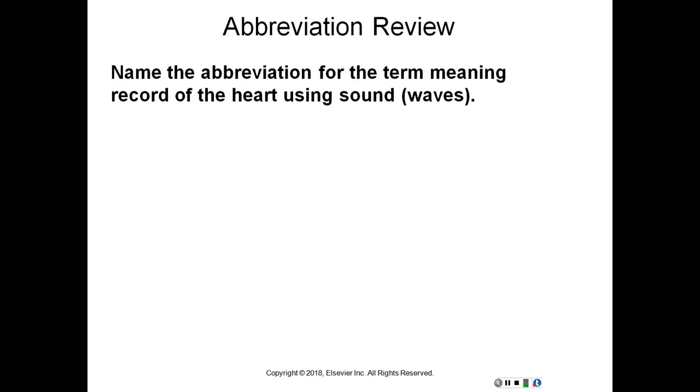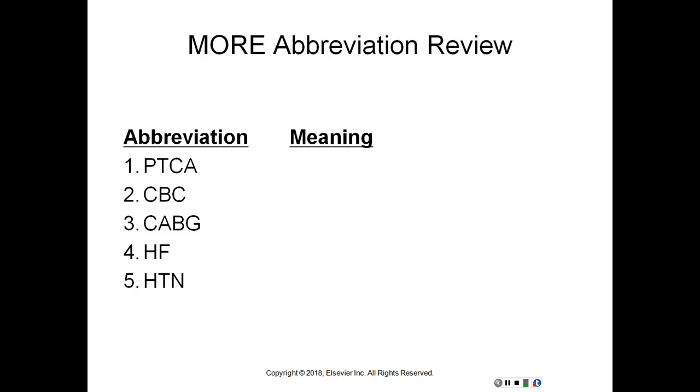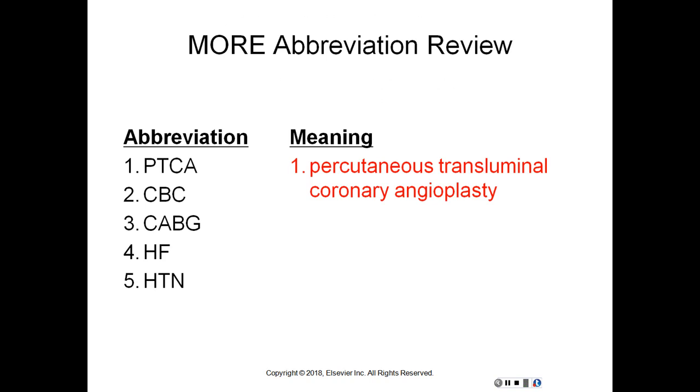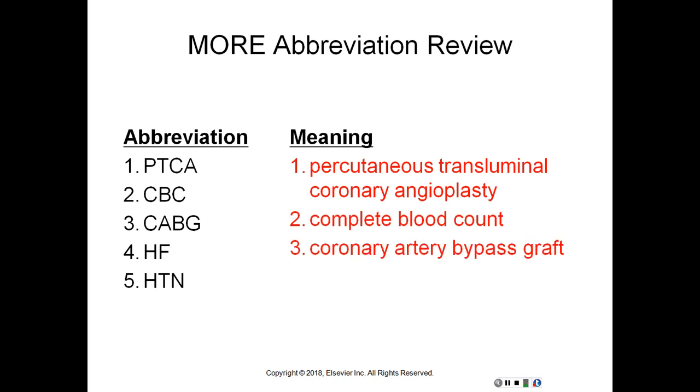What is the name of the abbreviation for the term meaning record of the heart using sound waves? And that would be echo for echocardiogram. And then we have abbreviations, and then they want you to come up with the meaning. So we have PTCA, percutaneous transluminal coronary angioplasty. CBC would be complete blood count. CABG, coronary artery bypass graft. HF, heart failure, and HTN is hypertension.